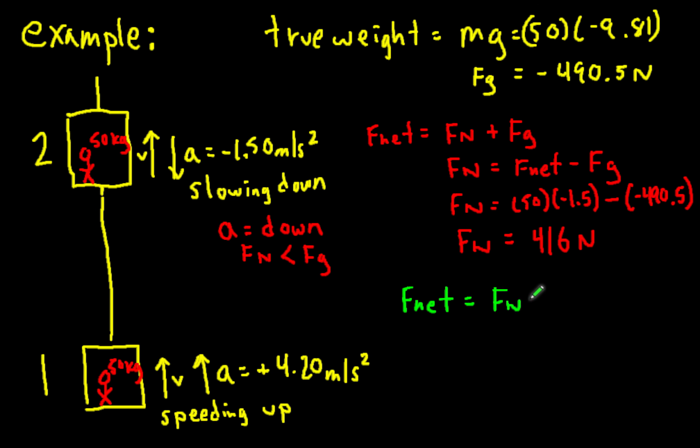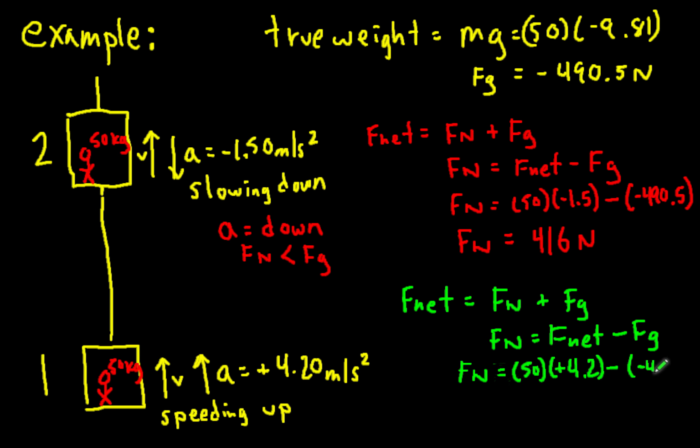As the elevator is speeding up at the bottom, it has an upward acceleration. F net is still normal force plus force of gravity, so normal force is F net minus force of gravity. This is mass times acceleration, which is positive 4.2, minus negative 490.5, which is the true weight. This gives us a normal force of 701 newtons. As the elevator starts to move, you'll notice that you feel much heavier than your true weight. So when elevators are going upwards with an upwards acceleration, the normal force is much greater than the force of gravity, and you feel heavier than you normally are.